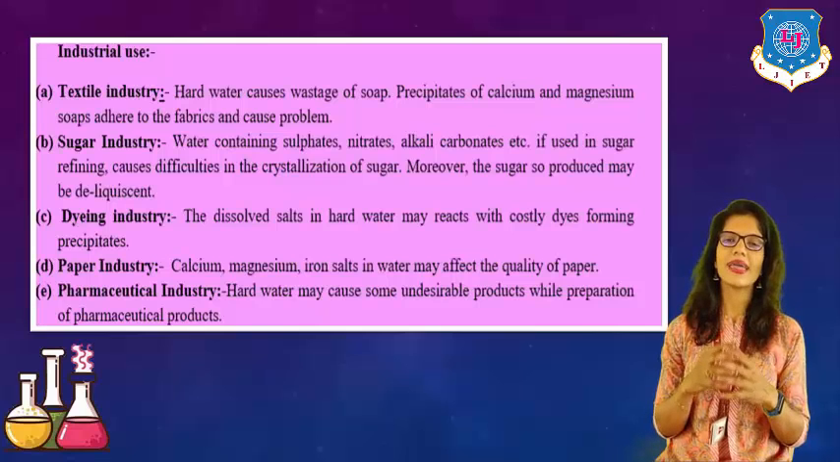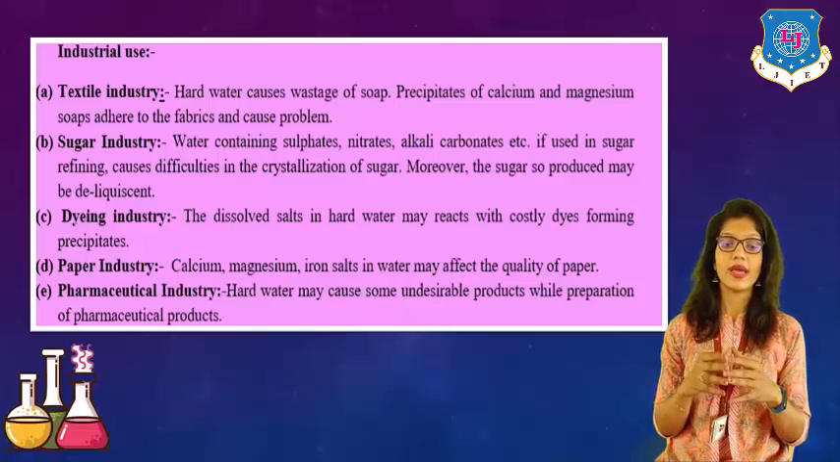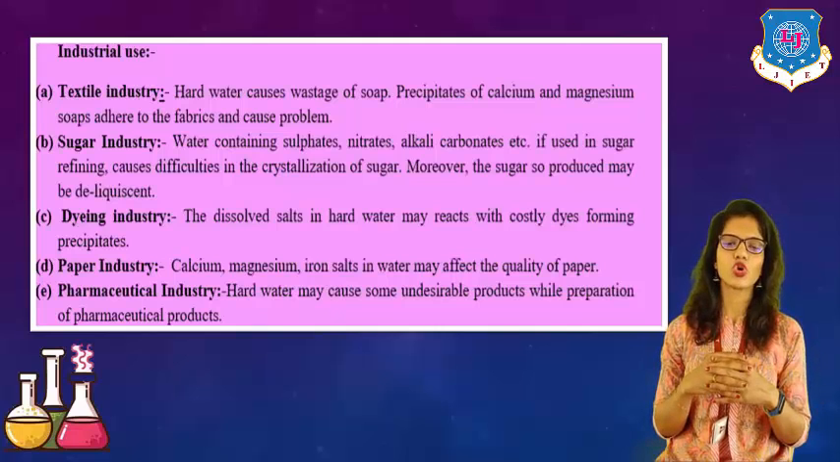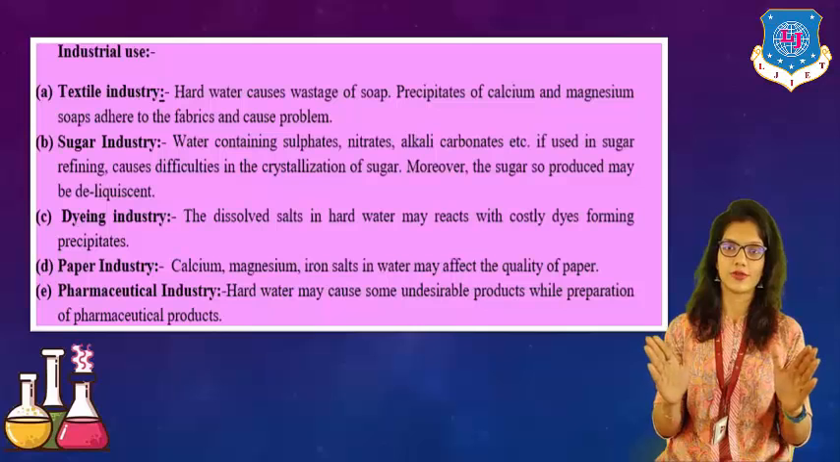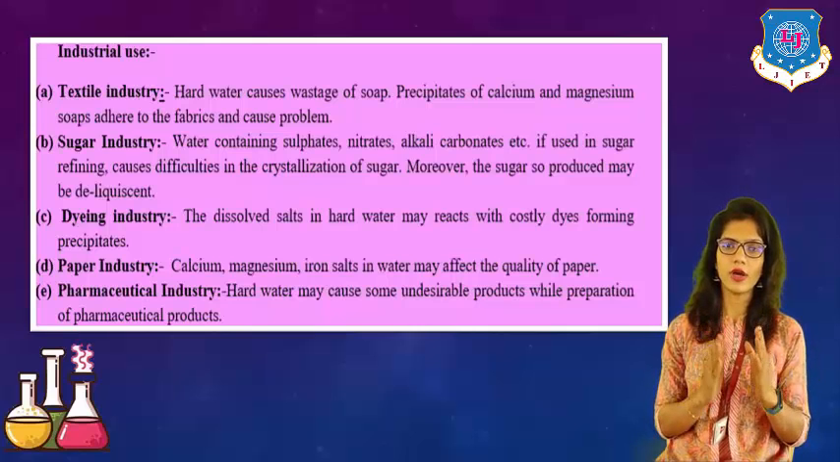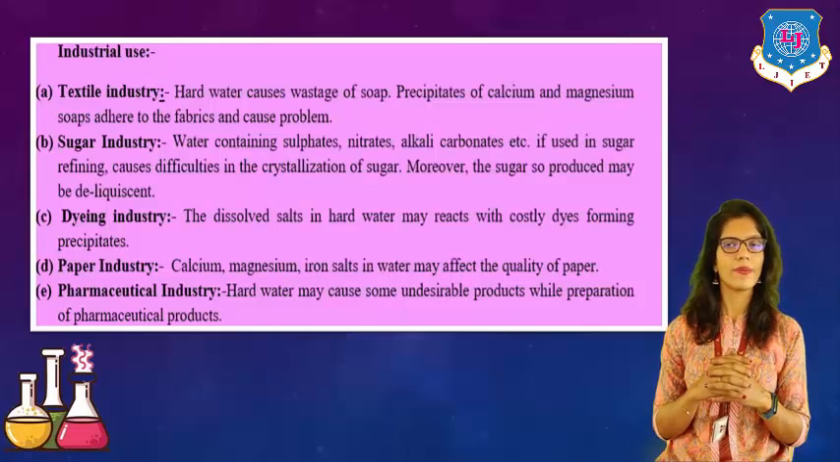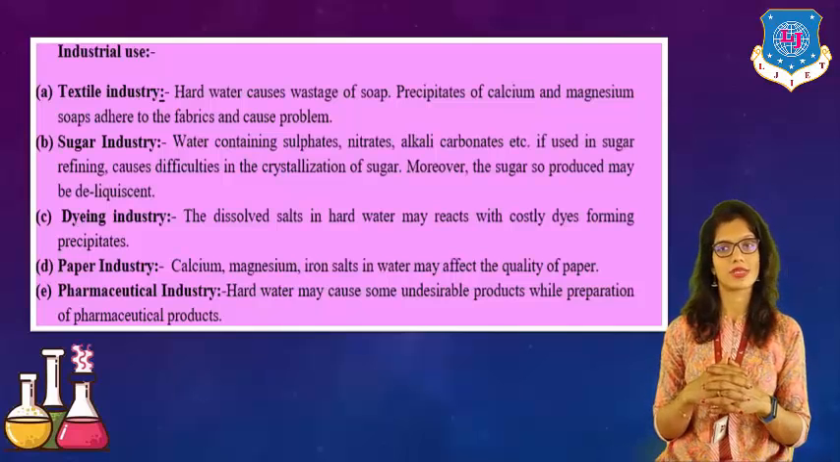Then the third one is the dyeing industry. Which type of problem can be caused in the dyeing industry? The dissolved salts in hard water may react with costly dyes, form precipitates, and the shade of the dye will be changed. Likewise, next is the paper industry. The color of the paper will be totally changed because of the use of hard water. And next is the pharmaceutical industry. It creates problems with the products. Okay. So in this manner, it can create a lot more problems in industries.